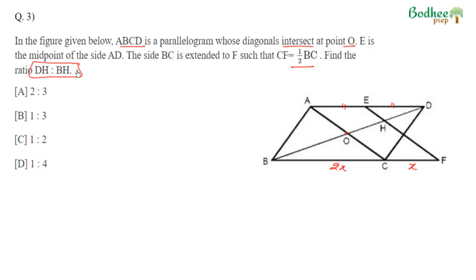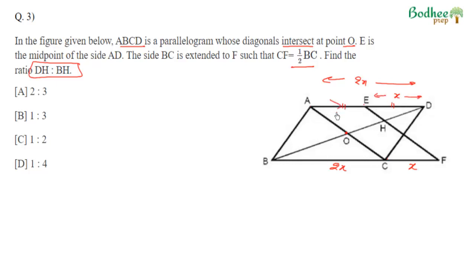And they must include the side DH and BH respectively, correct? Now here, if we say that ABCD is a parallelogram, then AD will be equal to BC, right? So the entire length will be 2X and E is the midpoint. So we can say that this much portion is X, correct?